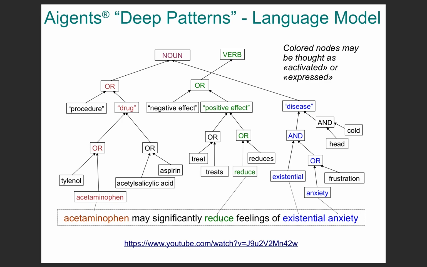And we use the Aigents deep pattern technology for language model for text processing, and this model makes it possible to provide interpretable and explainable solutions for information extraction, text summarization, text classification and text relevance assessment.